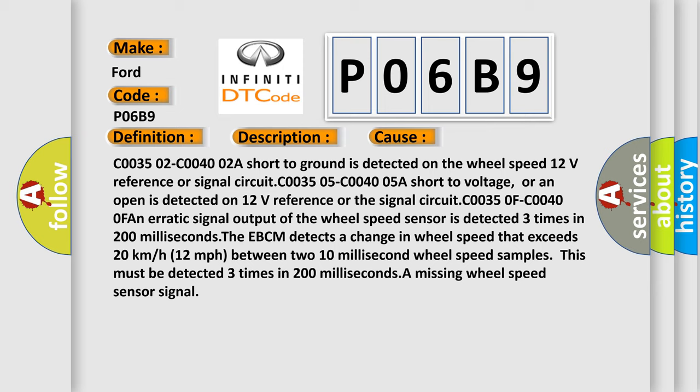The EBCM detects a change in wheel speed that exceeds 20 km per hour, 12 miles per hour, between 2 10 millisecond wheel speed samples. This must be detected 3 times in 200 milliseconds. A missing wheel speed sensor signal.